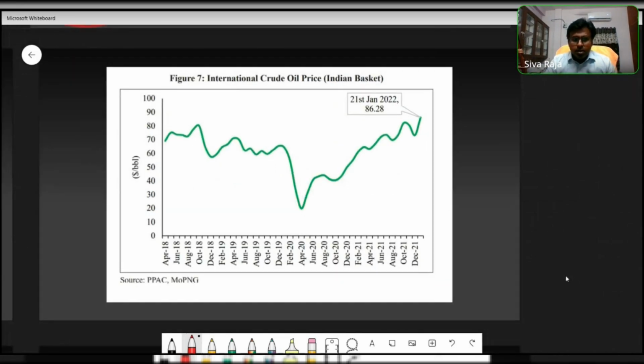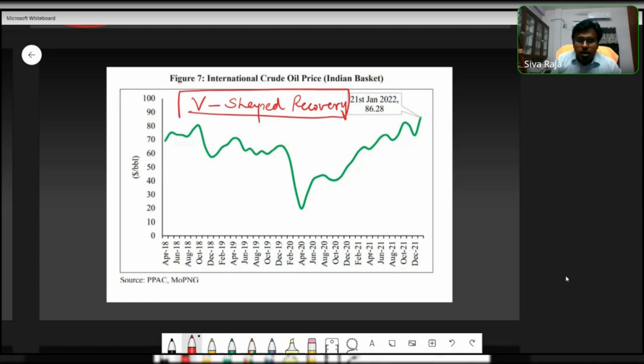This graph you should know. This is from the economic survey. I kept saying V-shaped recovery. Remember V-shaped recovery? Now look at this V-shaped recovery of crude oil prices. So these are the crude oil prices. Look at this V-shaped recovery. This is what UPSC asked. Do you agree there is a V-shaped recovery? And in this, you should look at all these things. This is the Indian basket. What is this Brent crude?